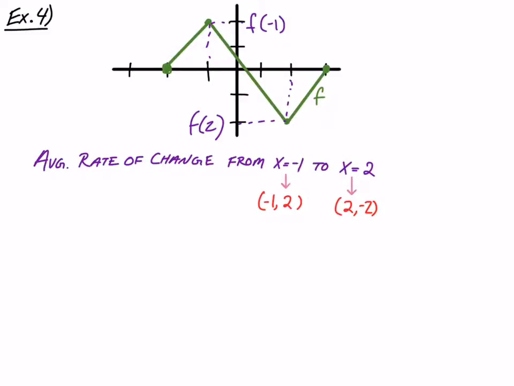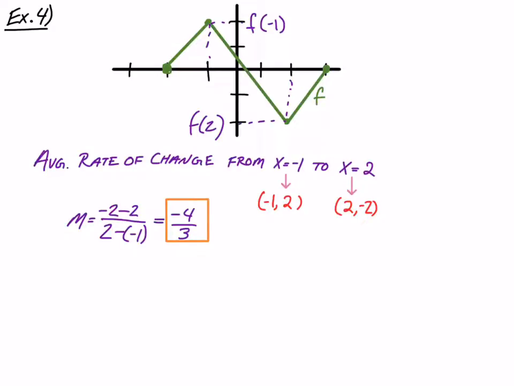What's the average rate of change from x equals negative 1 to x equals 2? Well, you grab the y values, so you have the points. Now just find the slope. On top, subtract the y's. On bottom, subtract the x's. We should get negative 4 over 3. And that's good enough. That's a reduced fraction. That's our answer.